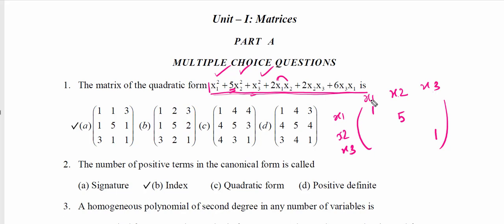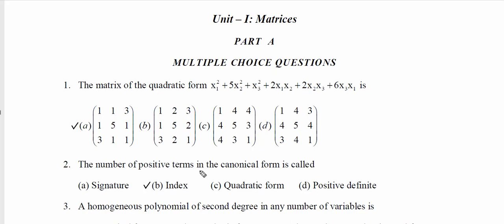But x1 x2 contributes to two places: this is the place for x1 x2, and here also x2 x1. So we should divide the coefficient of x1 x2 by 2. When divided by 2, it will become 1. So 1 and 1. The x2 x3 coefficient is 2; again divide it by 2, so x2 x3 is 1, and here also x2 x3 is 1. The x3 x1 coefficient is 6; divided by 2, it becomes 3. So the matrix is 1 1 3, 1 5 1, 3 1 1. This is the answer.